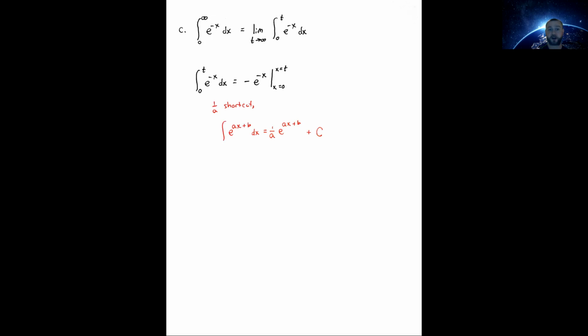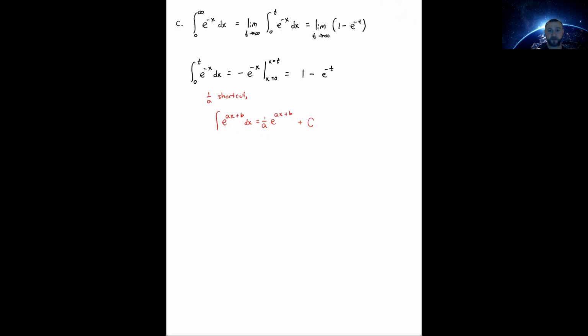So here, for this integral, our a value, what's multiplying x, is -1. So if you use your 1 over a shortcut here, you'll find your antiderivative is negative e to the negative x. We're going to evaluate that from x equals 0 to x equals t. That's plugging in our limits from the fundamental theorem of calculus. And if you do that, the e to the 0 part will give you 1. There's some negatives that cancel out. And we're left with, for the integral, 1 minus e to the negative t.